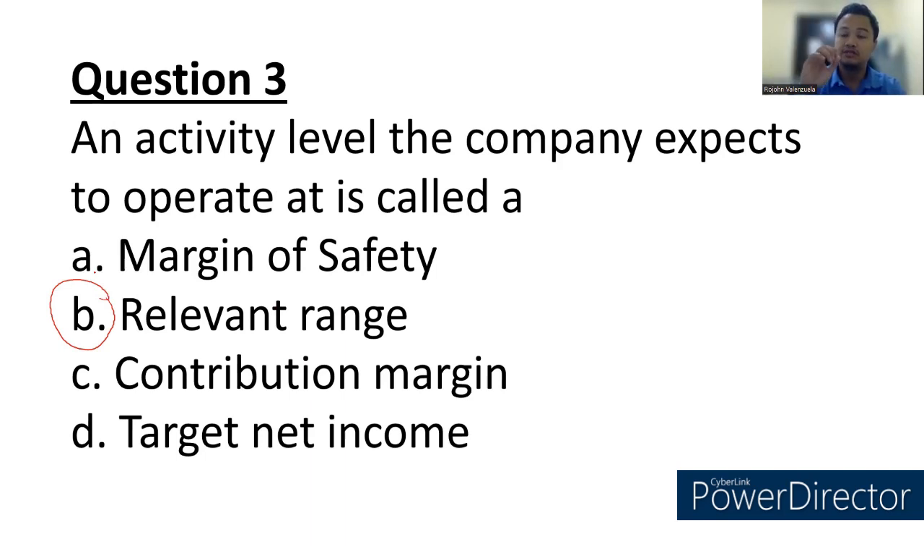lang, based on your judgment, napakalayo talaga ng pagitan niya doon sa kasunod na low. So medyo hindi natin siya isasama sa ating computation sa high-low method. So hindi siya relevant range, hindi siya kasama sa relevant range. Only those activity that the company expects to operate. So yung relevant range. So the answer is letter B. Okay, so far so good.